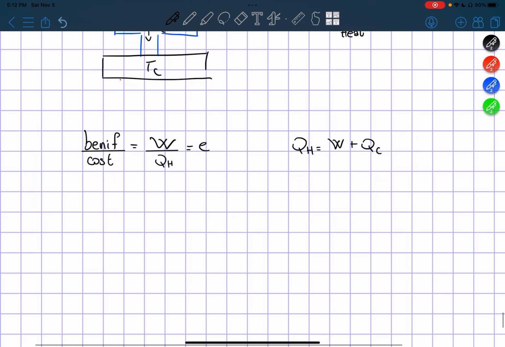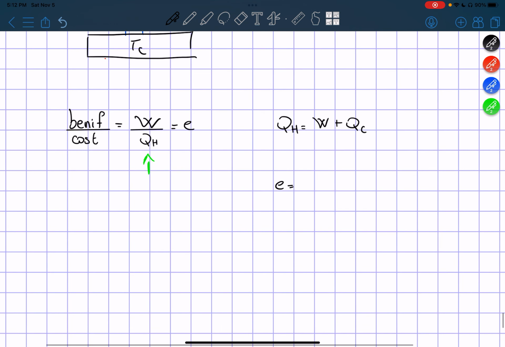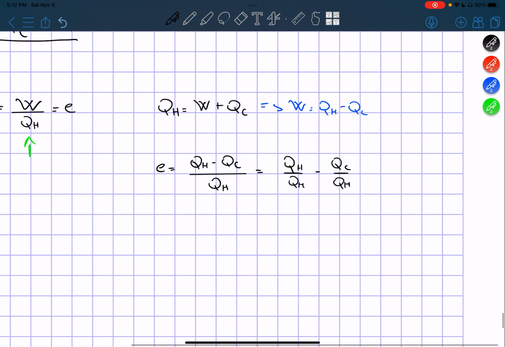So, by knowing this, we can look back at this formula we wrote on the left, and we can say that efficiency is equal to, well, if we rewrite this, we get the work is equal to Q hot minus Q cold. So we get Q hot minus Q cold over Q hot. Or, obviously, we get Q hot over Q hot minus Q cold over Q hot, which is equal to 1 minus the ratio between Q cold and Q hot.